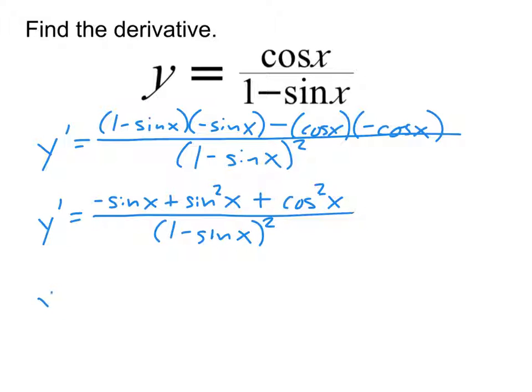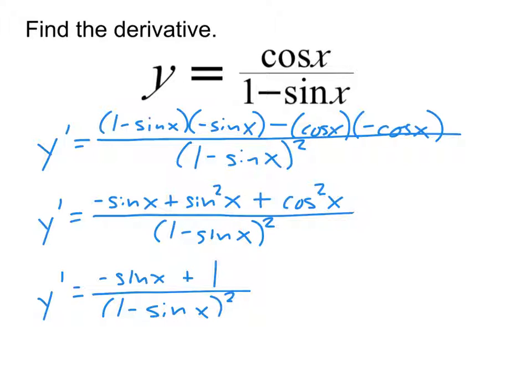I'm going to turn this into, well, the negative sine of x is still there. Okay, so negative sine of x plus 1, all over still 1 minus sine of x squared. That certainly made things a lot simpler. Although we can even go simpler than that. Can you see how?